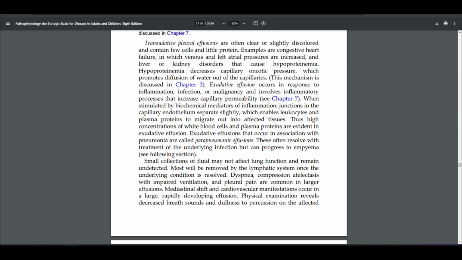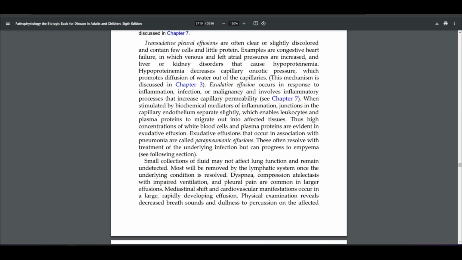Exudative effusion occurs in response to inflammation, infection, or a malignancy, and involves inflammatory processes that increase capillary permeability. When stimulated by biochemical mediators of inflammation, junctions in the capillary endothelium separate slightly, which enables leukocytes and plasma proteins to migrate out of the affected tissue. Thus, high concentrations of white blood cells and plasma proteins are evident in exudative effusions.